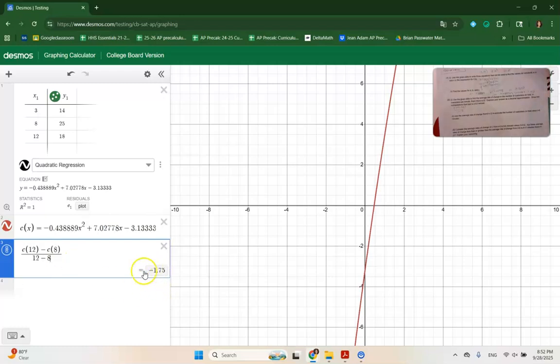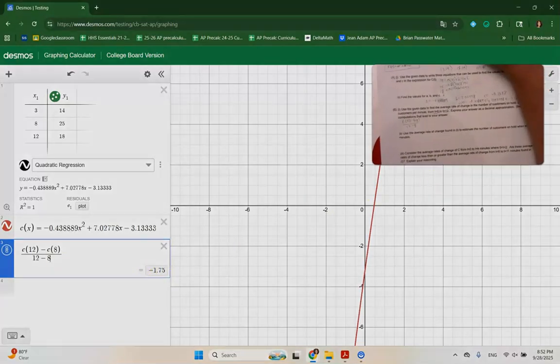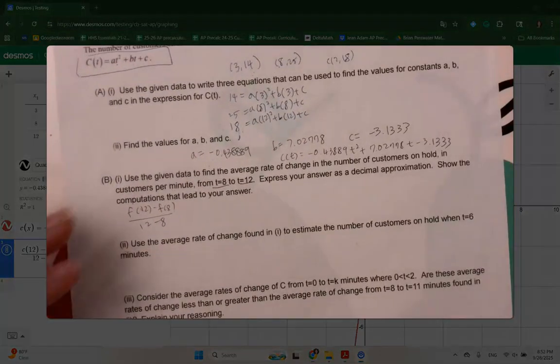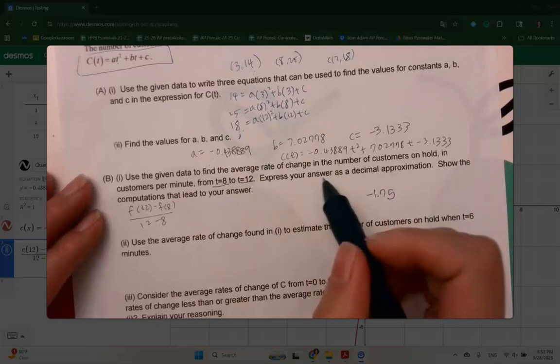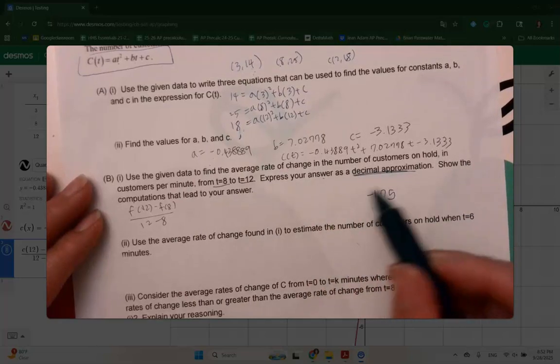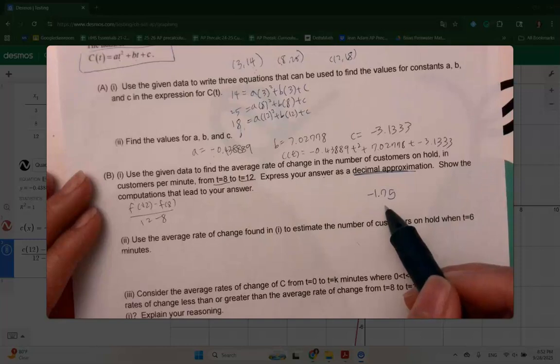So my answer, I got negative 1.75. A few things. Express your answer as a decimal approximation. Yes, that is a decimal. I don't have to round it because that was the answer.